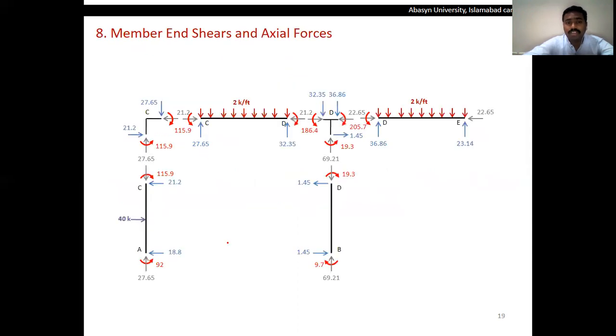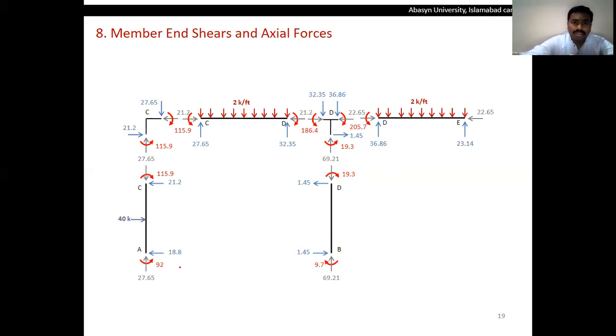The member end shears are calculated with the same procedure and the same method that I have told you for the beam structure. So if you do not remember how we calculated the end shears, I would suggest you go back to the very first part of the slope deflection equation, where we analyzed a continuous beam structure, and I discussed in detail how you can calculate the end shears of the members.